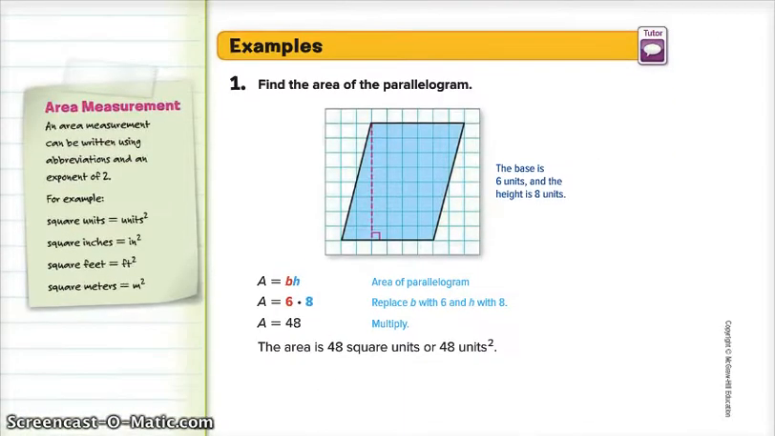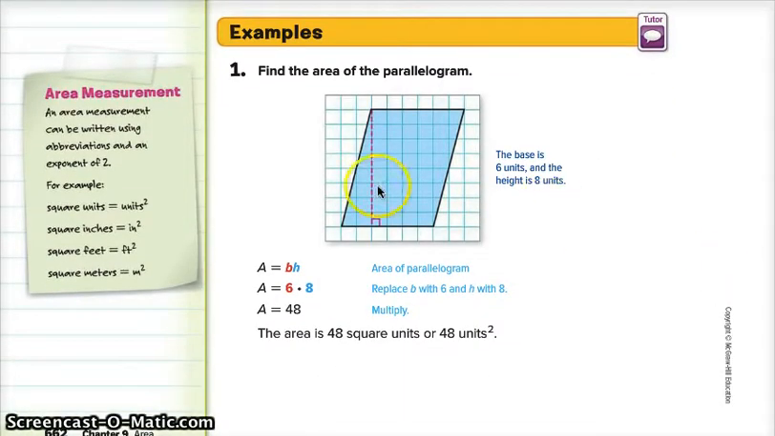Take a look at the first example. If you look at the first example, you'll see that this looks very similar to what was on your inquiry lab yesterday, where it's drawn on a grid. When you're looking at your grid, you can remember to count the lines. So 1, 2, 3, 4, 5, 6. So we know the base is 6, and then we have to count the pink dotted line inside to find our height, and they're telling us that the area would be 48 square units, or 48 units squared. If you're not sure what the measurement is, always use that safe bet of units.